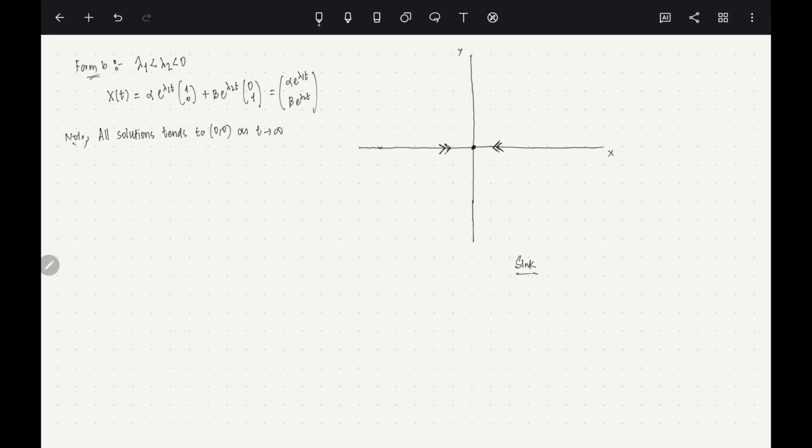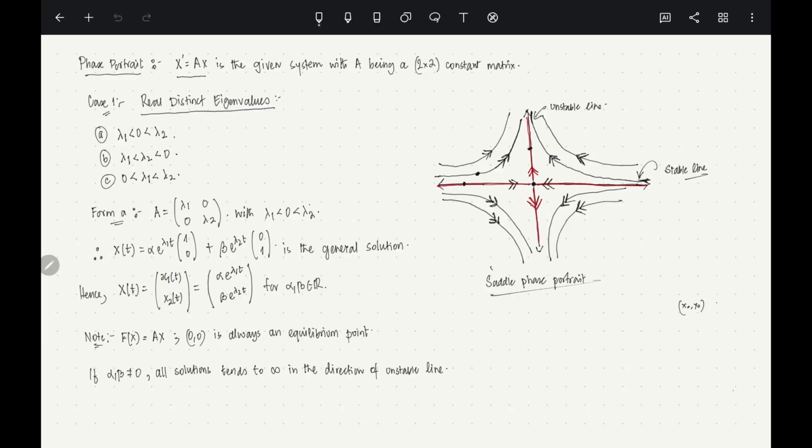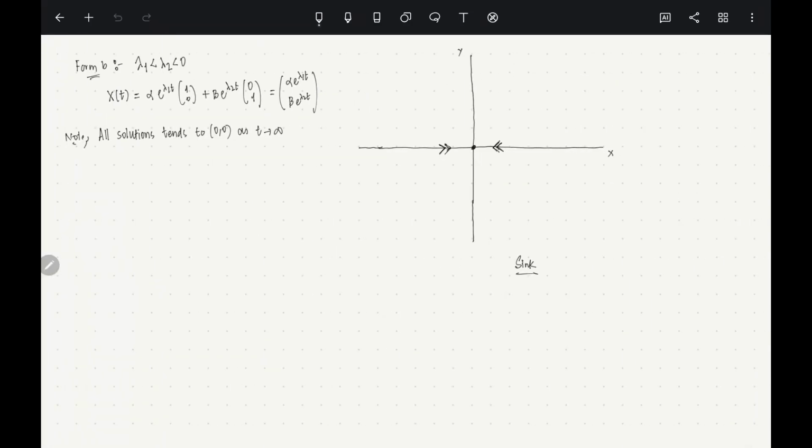And what about the y-axis? Initially the y-axis was moving away, but here this is not the case. It has to move into the equilibrium point, because all the solutions are tending towards 0 0, since both are negative. So these are the solutions for one coordinate 0 and another one 1. Now, if alpha and beta are both non-zero, how do you draw all these other curves? Let's understand, what is the general trick?